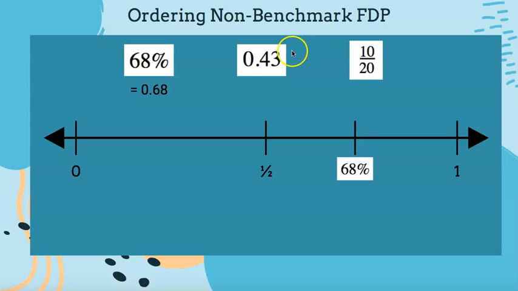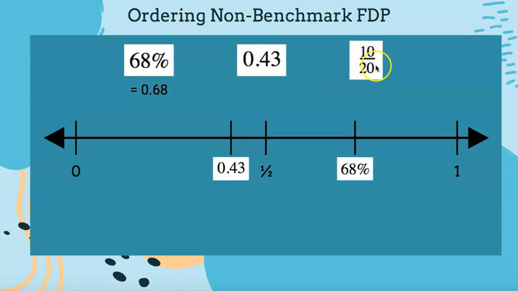Then the next one we have is 0.43, or 43/100ths. That one is already in decimal form, and we don't really need to change it. It wouldn't help us much to put it in percent form or fraction form. What we do know about 43/100ths is that it is less than 1/2, because 1/2 is 50/100ths. So 43/100ths is less than 50/100ths, and it'd be a little bit less than that 1/2. So we'll put it about right here on our number line.